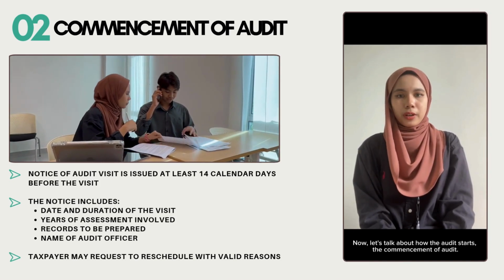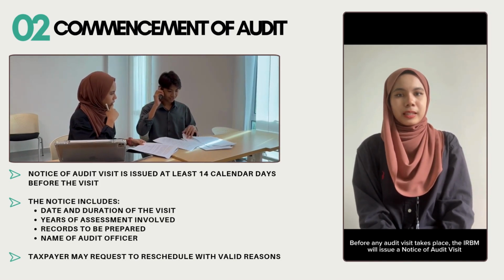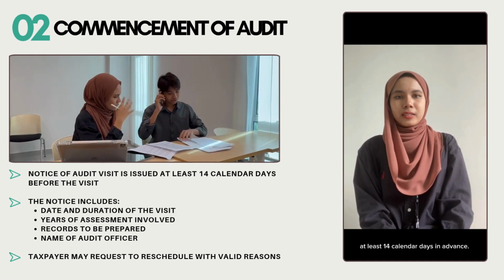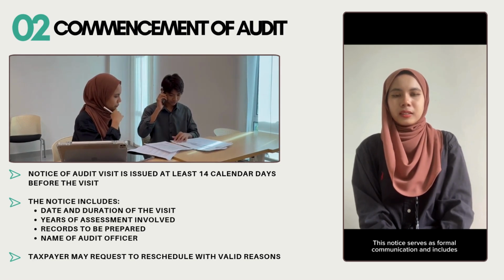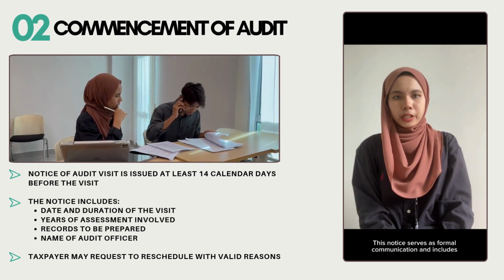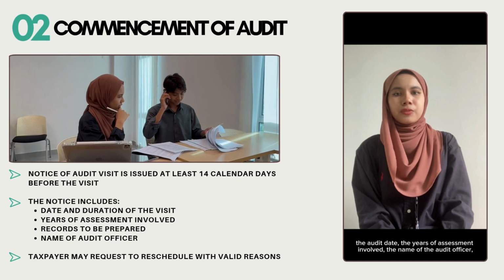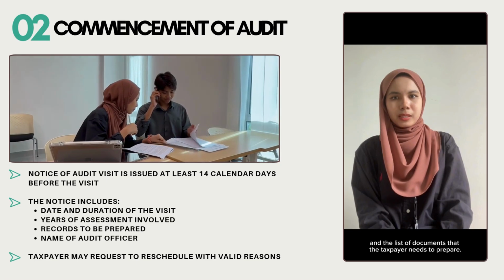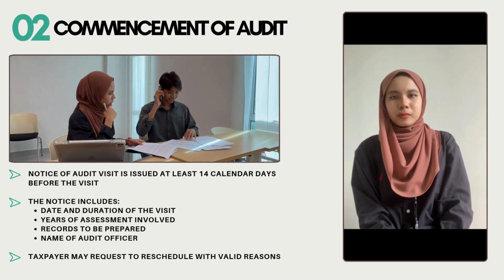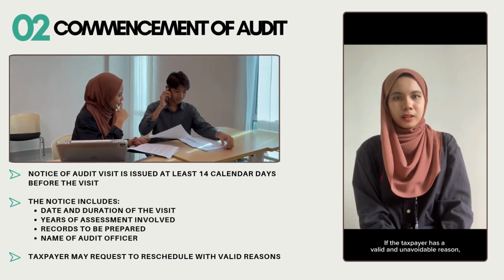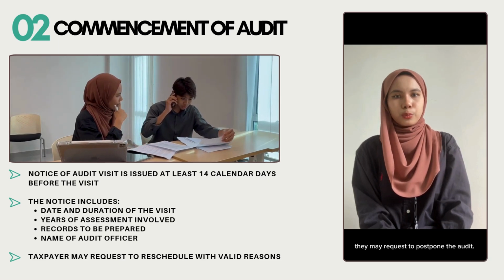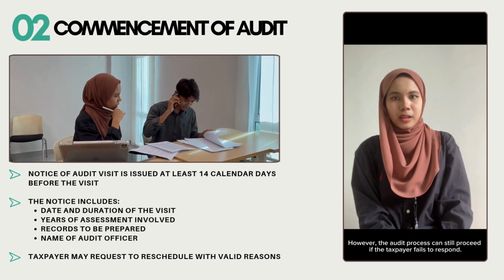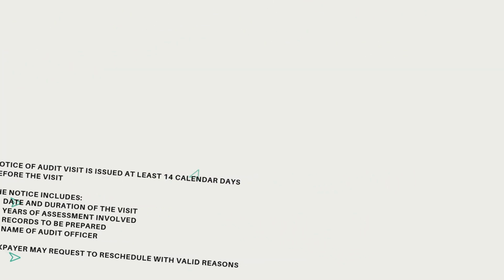The commencement of audit. Before any audit visit takes place, the IRBM will issue a notice of audit visit at least 14 calendar days in advance. This notice serves as formal communication and includes the audit date, the years of assessment involved, the name of the audit officer, and the list of documents that the taxpayer needs to prepare. If the taxpayer has a valid and unavoidable reason, they may request to postpone the audit. However, the audit process can still proceed if the taxpayer fails to respond.